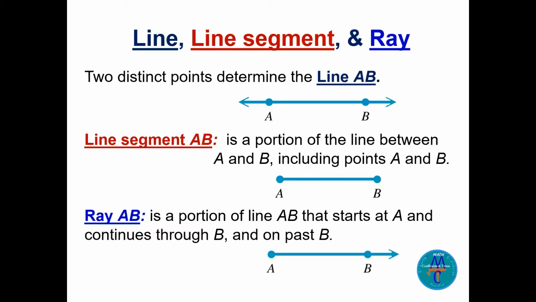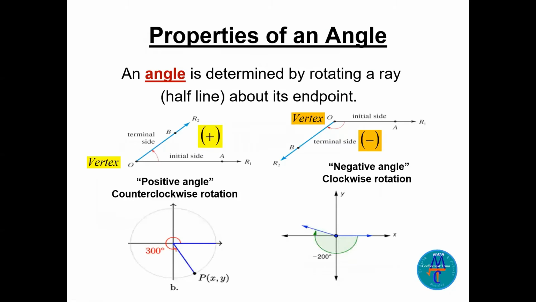Now, what is a ray? Ray is a portion of the line that starts at the point A and continues through B. So it will go to infinity. So this is like half a line. So we call it in mathematics a ray. So just know the difference, please.